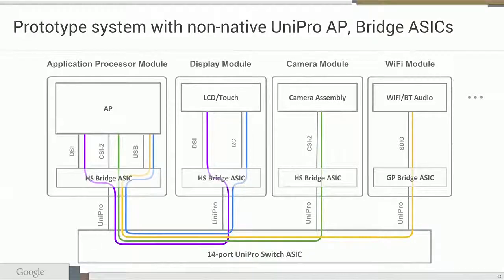OK, this is a block diagram of the prototype system. You can see the AP on the left with the display and camera protocols that go through to hardware, and also a few other CPorts through USB. And you'll see that they get routed through the switch, and they pop out on the other side, also through the bridge ASICs.